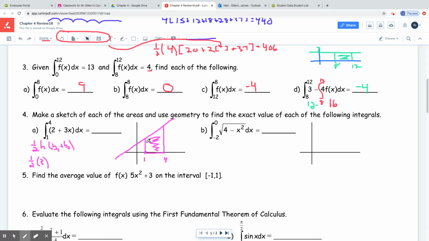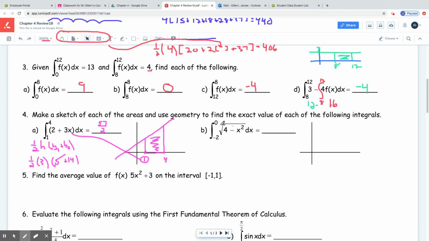The height of these bases you get by plugging 1 in for that x. So 3 times 1 is 3, plus 2 is 5. Then I plug this number in to here. 4 times 3 is 12. 12 plus 2 is 14. All right. So 14 plus 5 is 19. 19 times 3 is 57. 57 divided by 2 is 57 halves. And there's our answer.